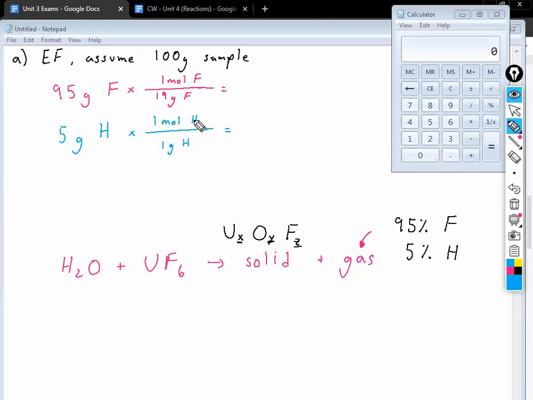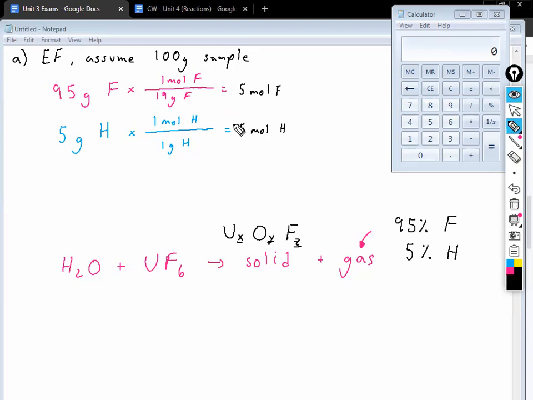Alrighty guys, let's go over it real quick. So hopefully this was the setup that you guys used. We used the molar mass of fluorine, which is 19, and the molar mass of hydrogen, which is 1. So we should have gotten 5 moles of fluorine, right? Because we do 95 divided by 19, that should give you 5. 5 times 1 divided by 1 is going to give you 5 moles of hydrogen.